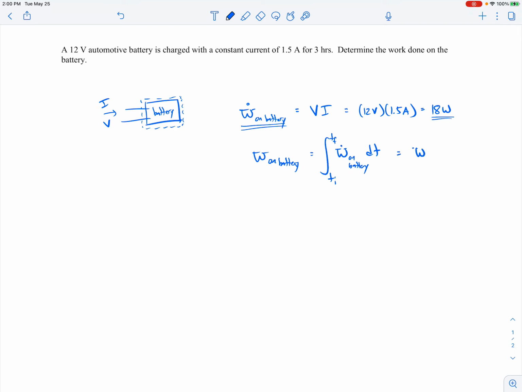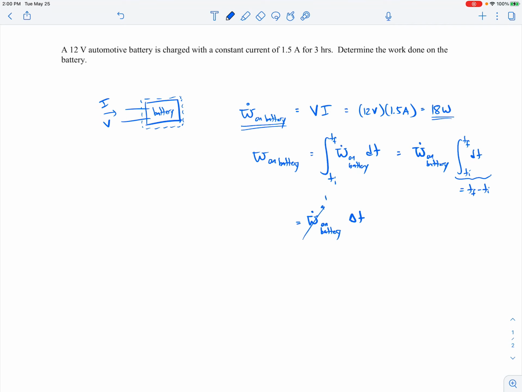So that makes it easy. We can pull that outside the integral. Again, you can only do this if the power is a constant. If the power varied with time, then you'd have to actually do the integration. But here, we can pull the power outside because it's a constant. This integral is easy. That's just going to be final time minus the initial time, which in this case is 3 hours. So our work would be the power on the battery times the delta T here.